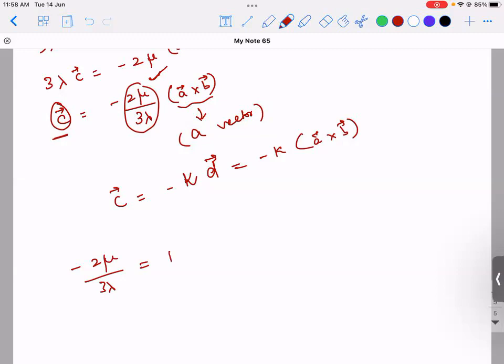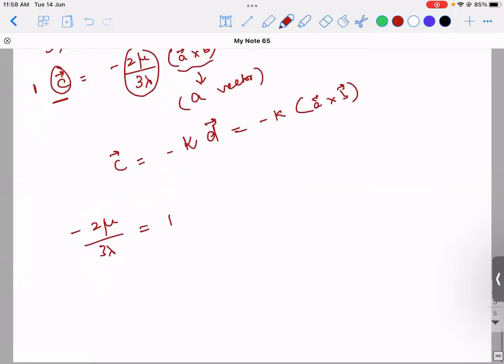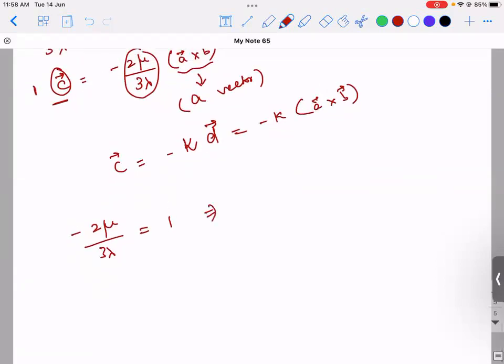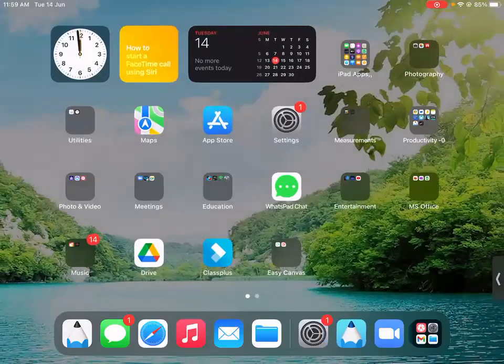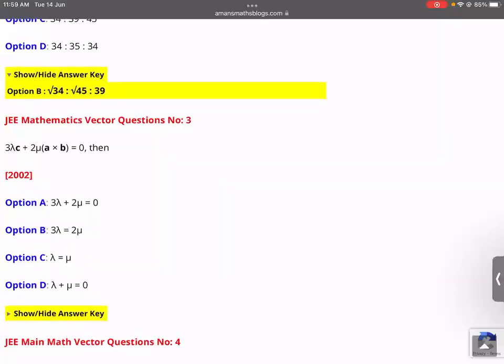So when they're anti-parallel vectors, you can conclude that minus 2 mu divided by 3 lambda is equal to 1. So here it is 1 times C vector is equal to minus 2 mu divided by 3 lambda times A cross B. So when two vectors are equal, their coefficients are also supposed to be equal, right? When this is the case, minus 2 mu is equal to 3 lambda, which implies 3 lambda plus 2 mu is equal to 0. So let's check if there is an option like that. Yes. So 3 lambda plus 2 mu is 0.